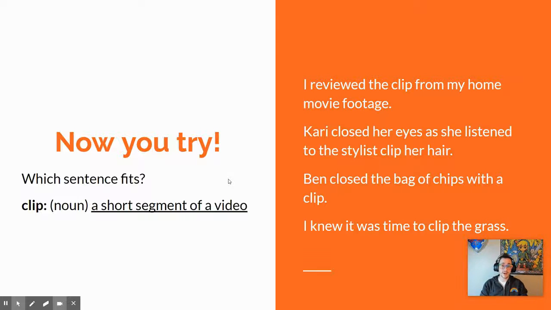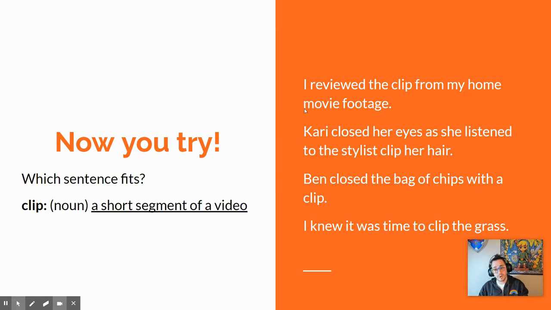So some of these might seem kind of obvious, but let's take a look at some of these together in a format that's a little bit more like a screener or one of the tests that you have to take to determine whether you kind of get this difference. So let's take a look at the word clip. In this case, we're going to use the definition that's a noun, meaning a short segment of a video.